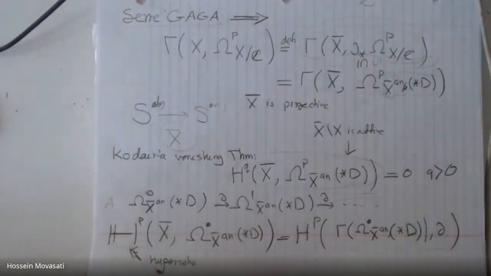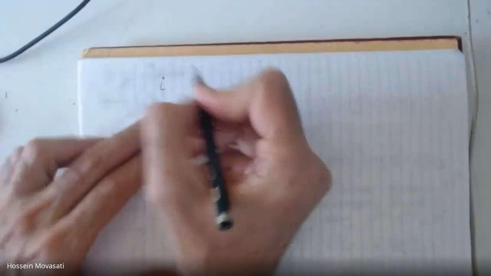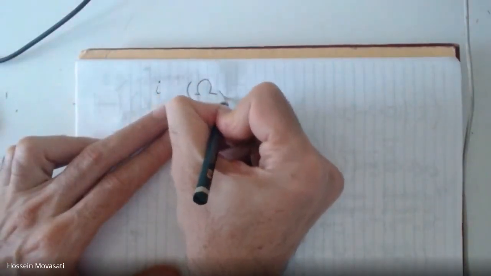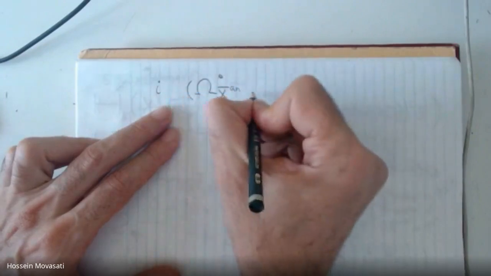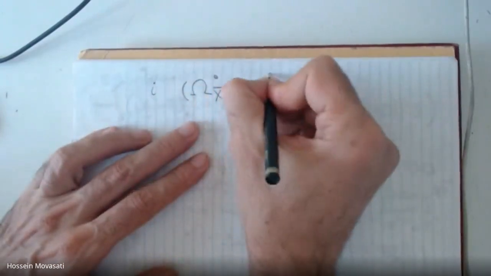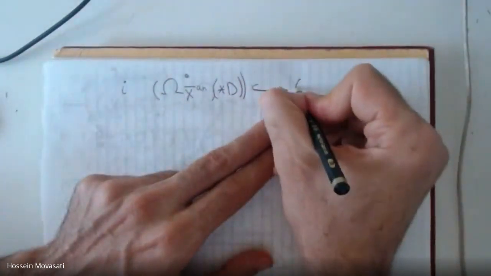Okay, so this is one step. Now we are almost at the main content of the proof. We are almost done. So maybe let's write down this inclusion I. So we have X bar and poles along D. Maybe I write it and then I explain it.